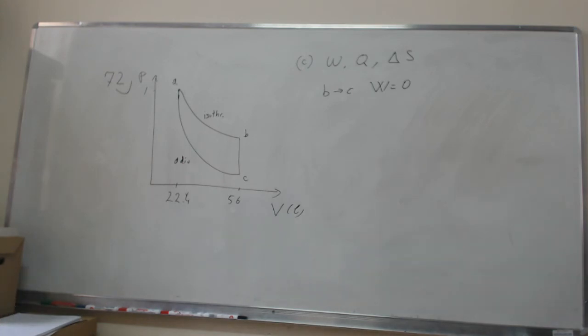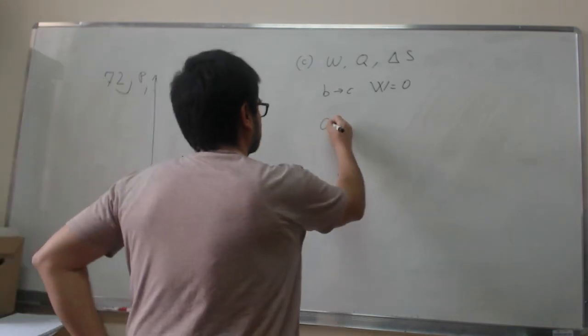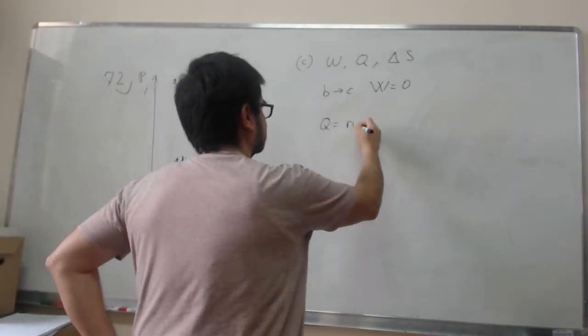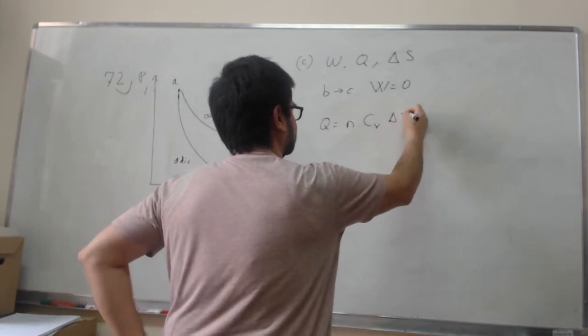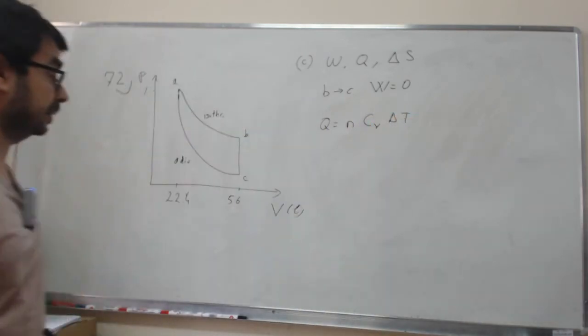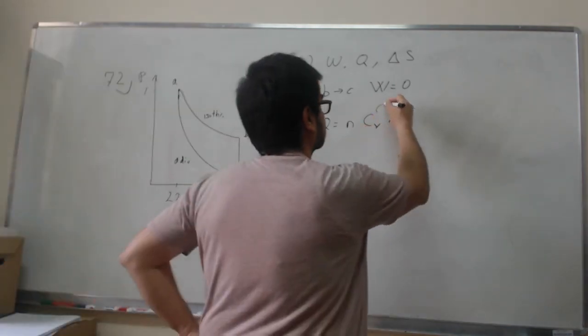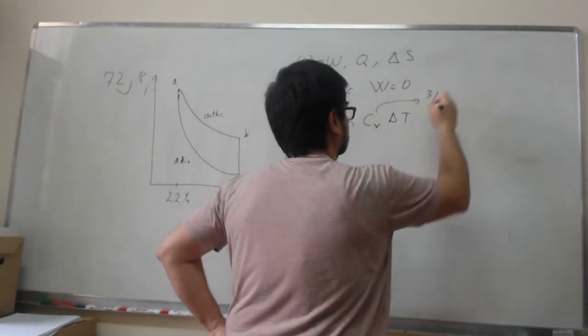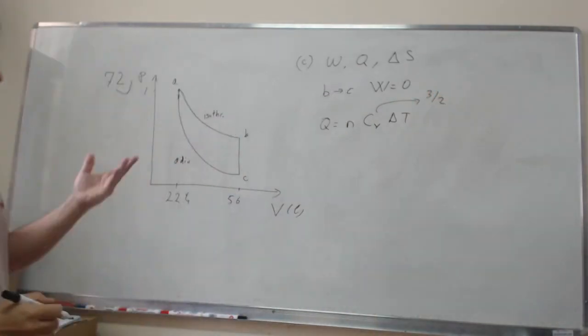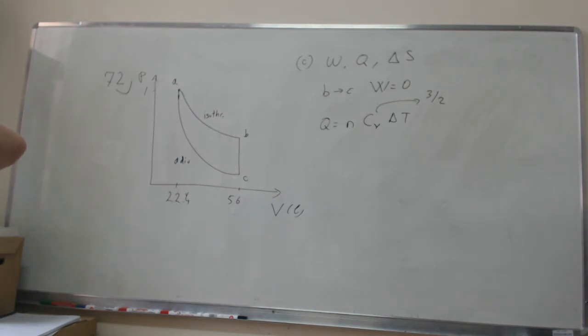This Q is just going to be n times CV times delta T, and this delta T I know because I calculated the T for everything. This is an ideal monatomic gas, so I know that the CV is just 3/2. And they give us that this is just 1 mole, so n is 1, so we can also calculate this. I know everything here. I calculated the temperature, so I can take the temperature difference. That's no problem.